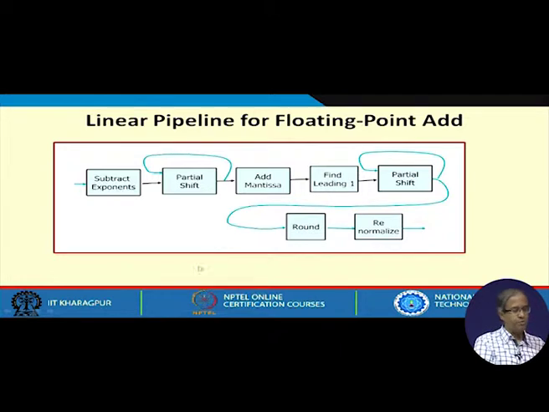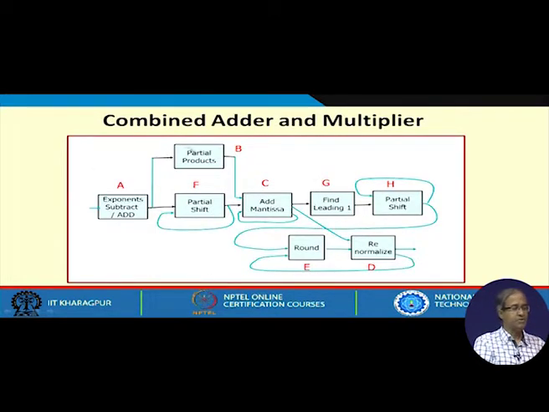So, we can combine both the two diagrams into a single pipeline like this. This is a combined adder and multiplier. You see, this partial shift will be required for addition, partial product will be required for multiplication, but for both these cases mantissa addition is required. Similarly, partial shift will be required again for addition, right. But for multiplication you can straight away go from add mantissa to renormalize, you can skip these two steps, because leading one and partial shift will be required only for addition.